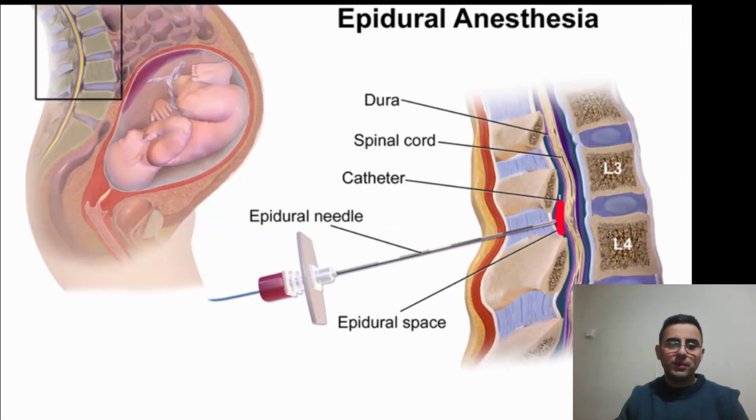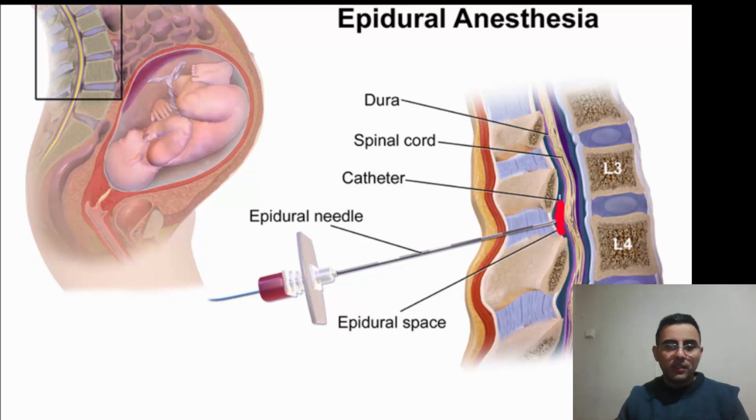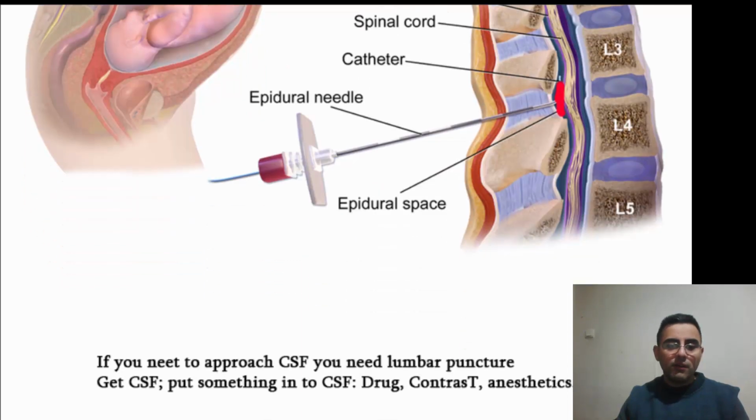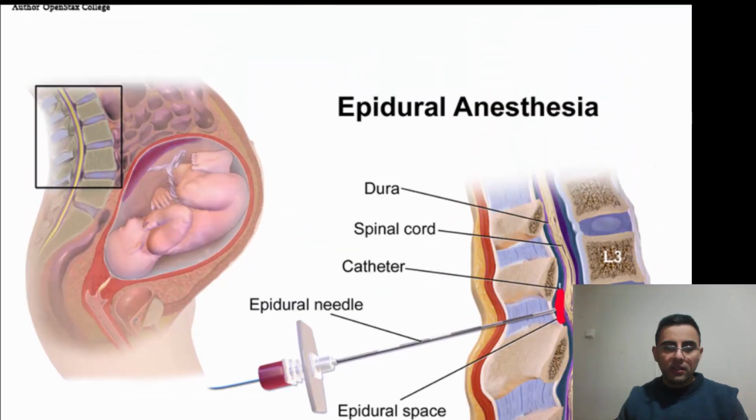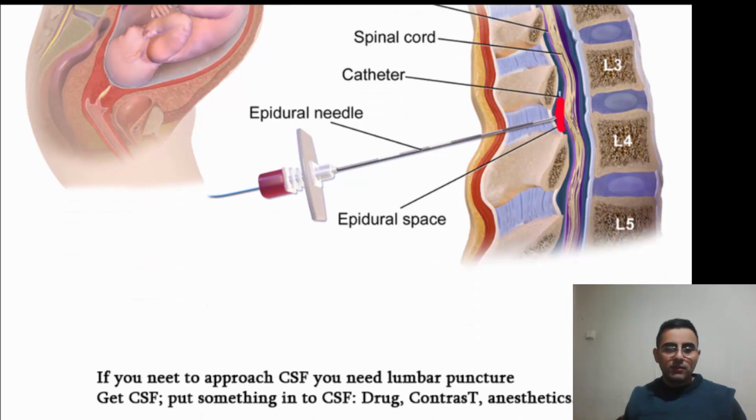We use epidural puncture for epidural anesthesia, but we use lumbar puncture for lumbar anesthesia and to get CSF fluid, to put drugs, contrast, anesthetics. Lumbar puncture is more complex and more wide, not more important, no, more wide. We can use it to get CSF, we can use it to put drug in spinal CSF, to put contrast or anesthetics.